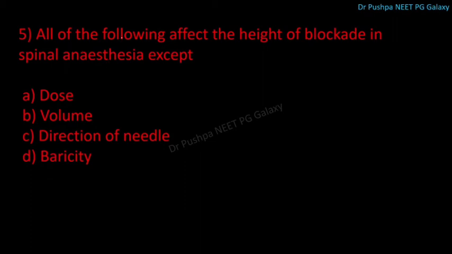Next question: all of the following affect the height of blockade in spinal anesthesia except dose, volume, direction of needle, baricity. The correct answer is direction of needle. So what are the factors that affect the height of blockade? One is dose. It is the most important factor. If we give a high dose, it increases the blockade level, so there will be a high blockade.